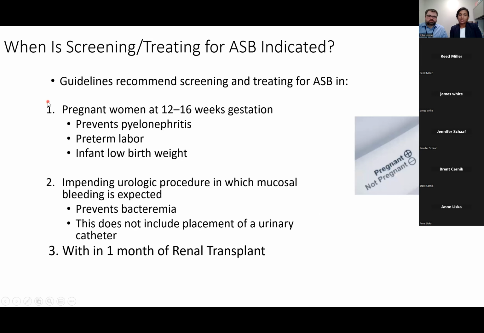In pregnant women at 12 to 16 weeks gestation, it prevents pyelonephritis, preterm labor, and low birth weight. For an impending urological procedure where mucosal bleeding is expected, it prevents bacteremia, like Dr. Horn was saying, and this does not include placement of a urinary catheter. So we don't need to give antibiotics if you're just putting a Foley catheter in. This is for cystoscopy, ureteroscopy, and invasive procedures within the first month of renal transplant. We're just repeating the same summary to get that information across.